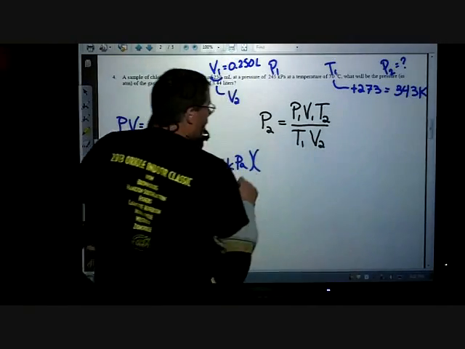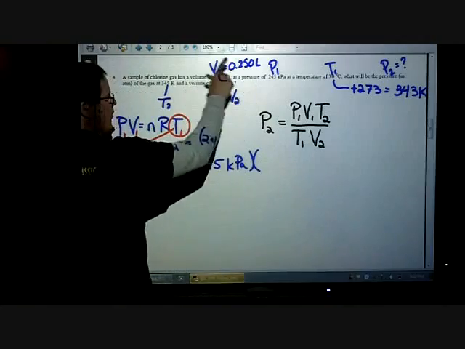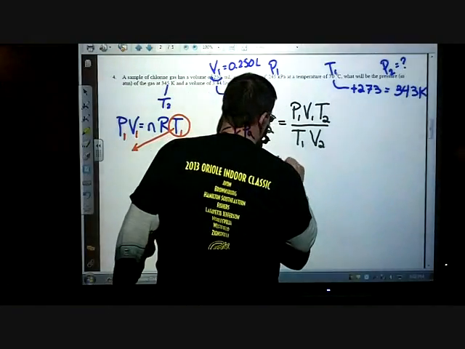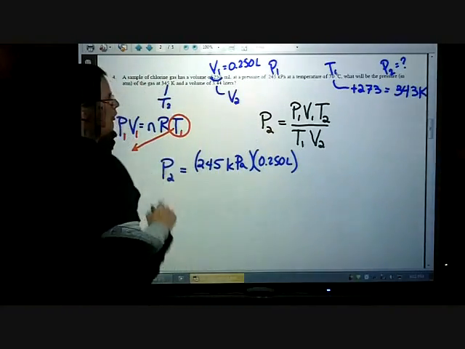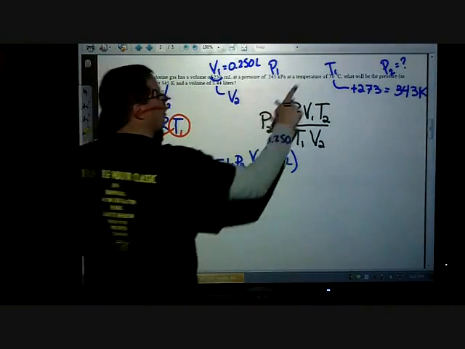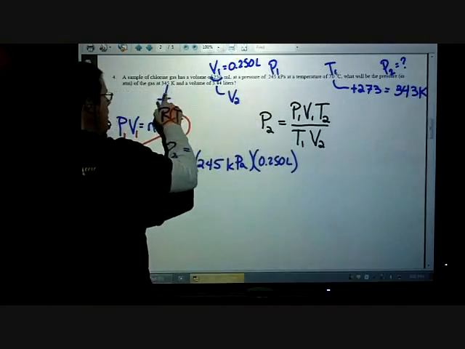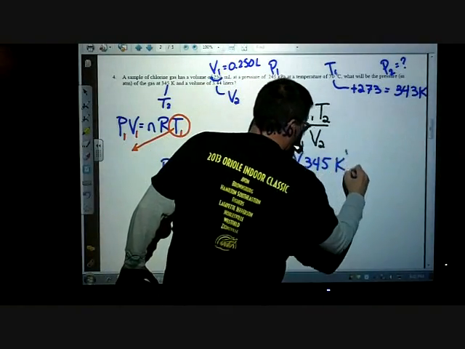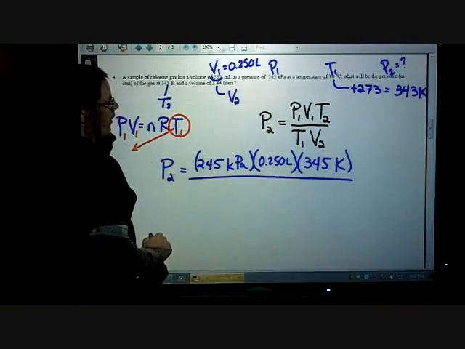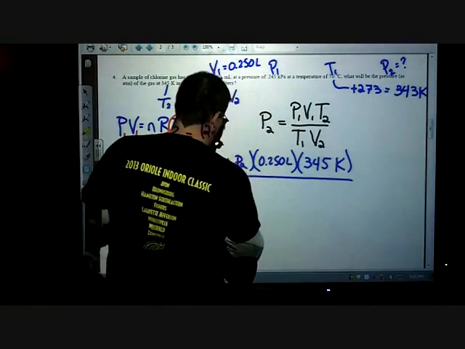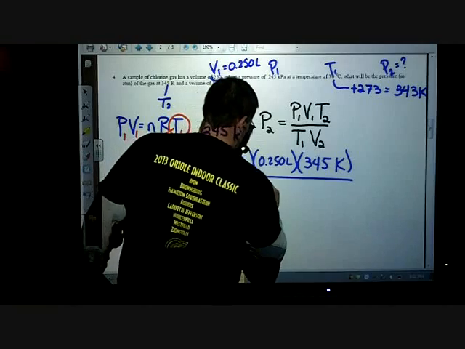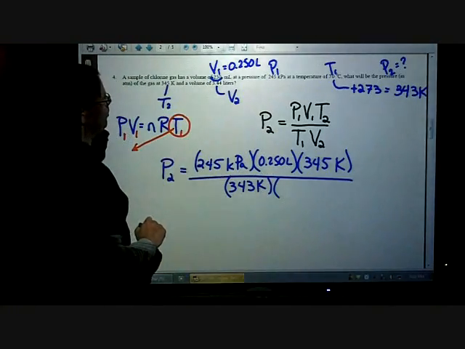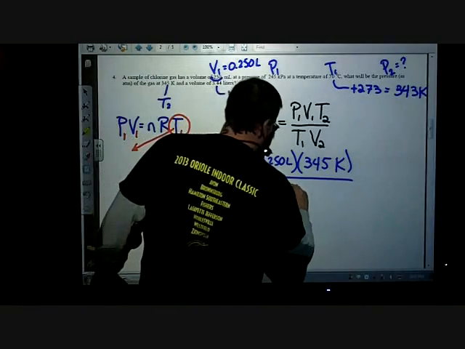All right, then V1, go back to the question, that's V1, not this one. So we're going to plug in our 0.25 liters. Our T2, and this is where a lot of people make mistakes because they go, oh yeah, no, T2's over here. So 345 Kelvin. And then our T1, which we solved for here, 343. And the volume V2, right here, 3.44.